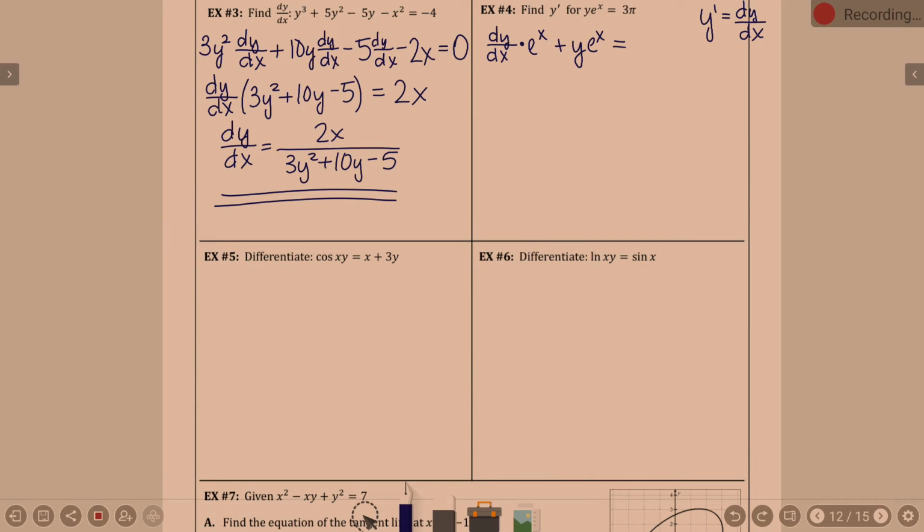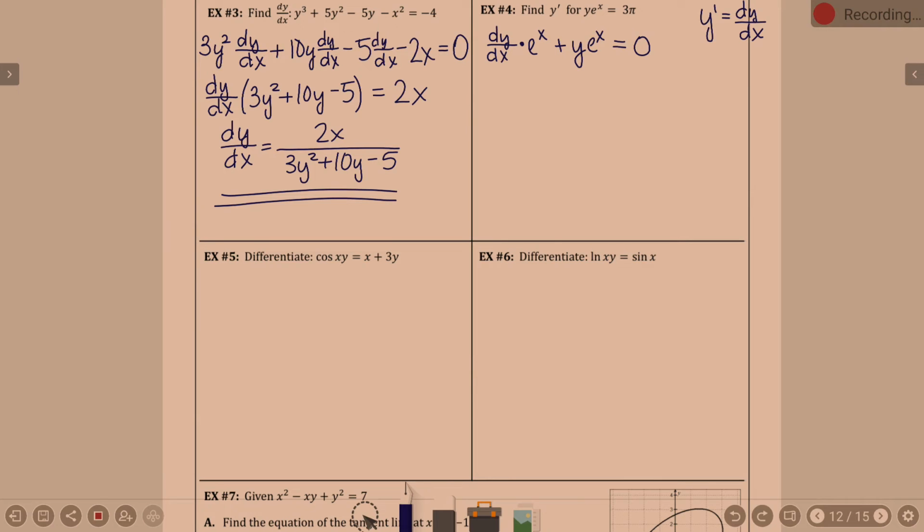Equals 0. The derivative of 3 pi? 0, because 3 pi is a constant number, constant. Okay, 6.1415. See, now I don't know what to do for you. Yeah, same. 6.28 something. What?